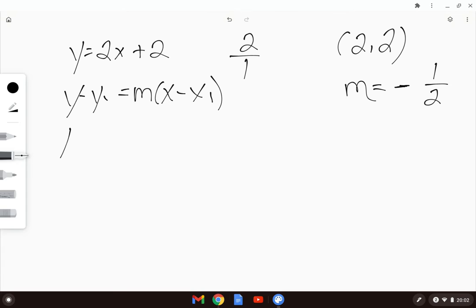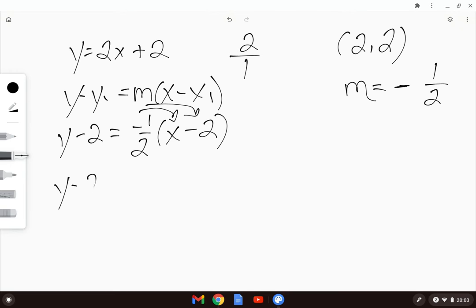So in my new line, my slope is going to be a negative 1/2 x. So I'm going to have here y minus 2 equals a negative 1/2 times x minus 2. And then at this point, I just distribute like I did yesterday. So a negative 1/2 times a negative 2 gives me a positive 1.